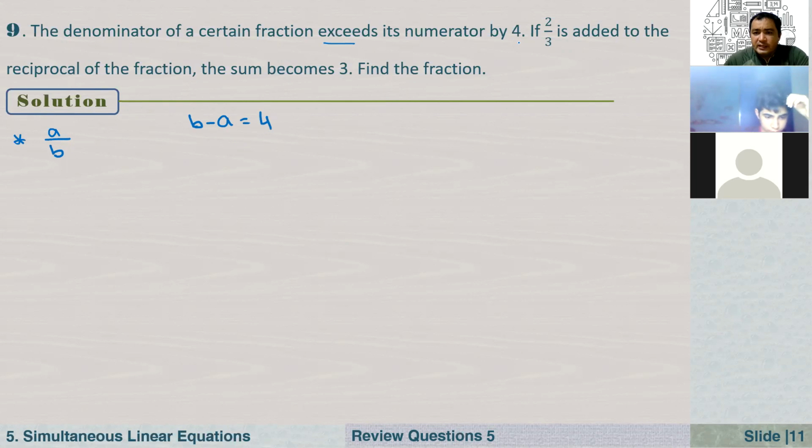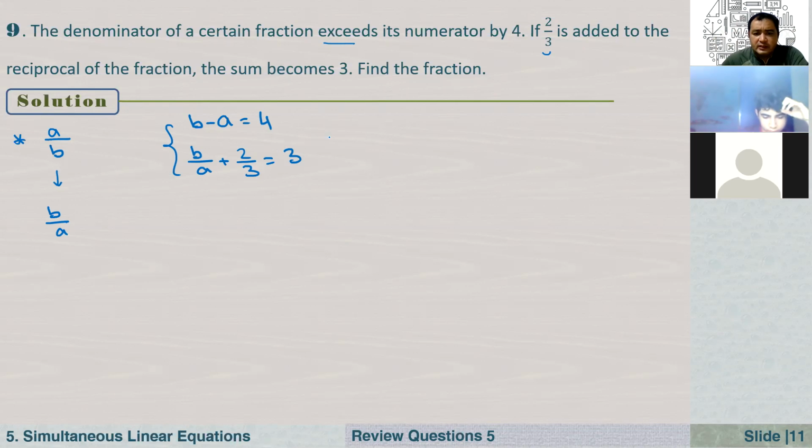If 2 over 3 is added to the reciprocal of the fraction. And what is the reciprocal of this fraction? It is b over a, right? Because if the product of two numbers or two expressions, whatever it is, is equal to 1, that means that they are reciprocals of each other. So b over a, and if we just add 2 over 3 to its reciprocal, the sum becomes 3. That is our system of linear equations. So we have to solve this one.